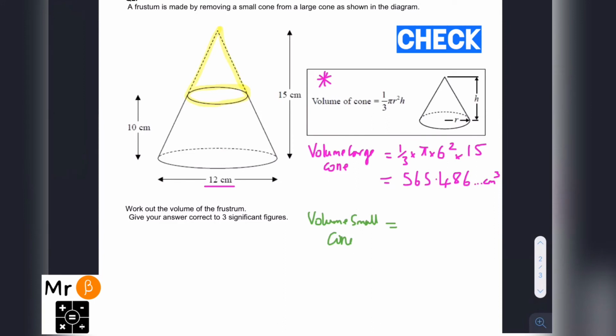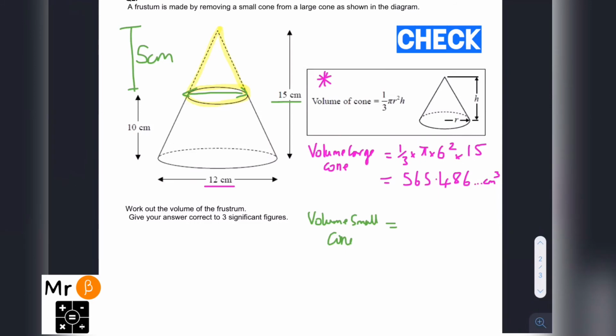So now we need to work out the volume of the small cone. Again, we don't know what the diameter of this small cone is yet, and we've got to be able to use what we've been told in the question. So we know that the large cone is 15 centimetres and the small cone must have a height of 5 centimetres because it tells you the frustum height is 10. So if we do 15 subtract 10, we get 5.